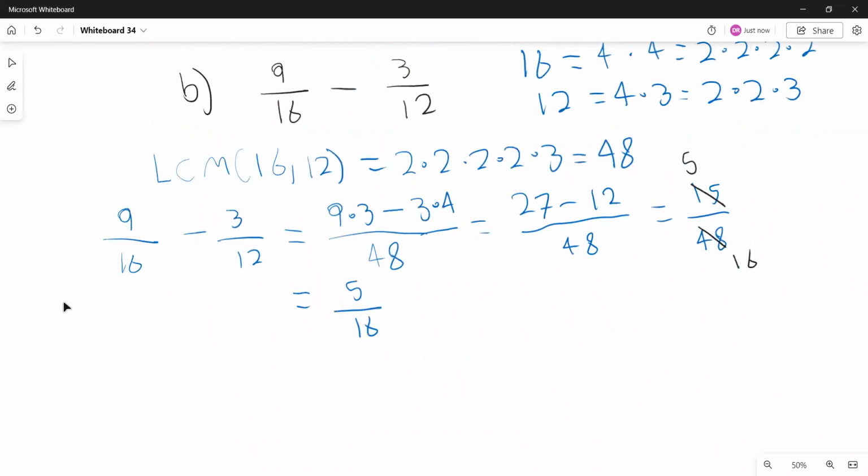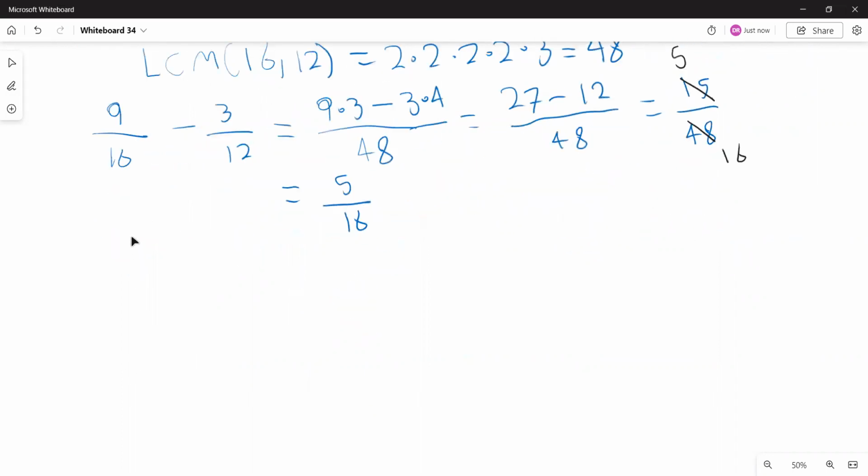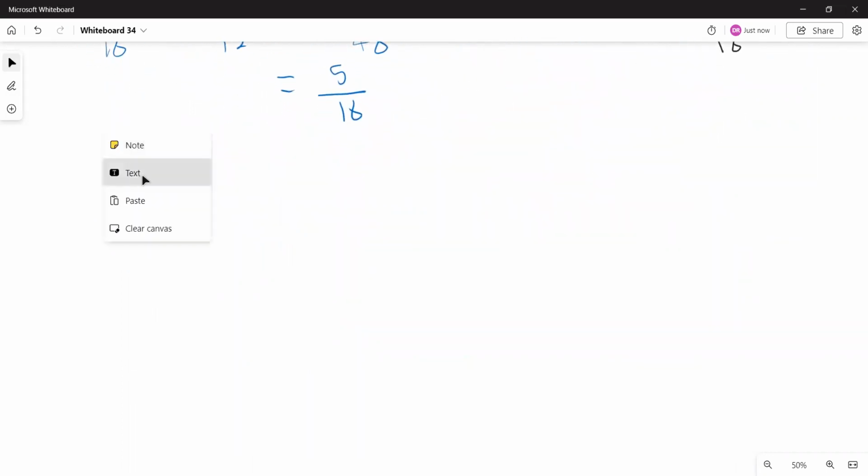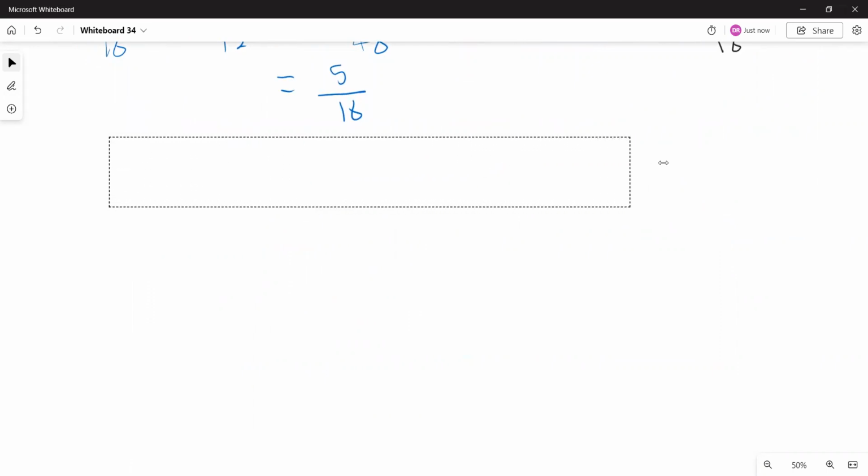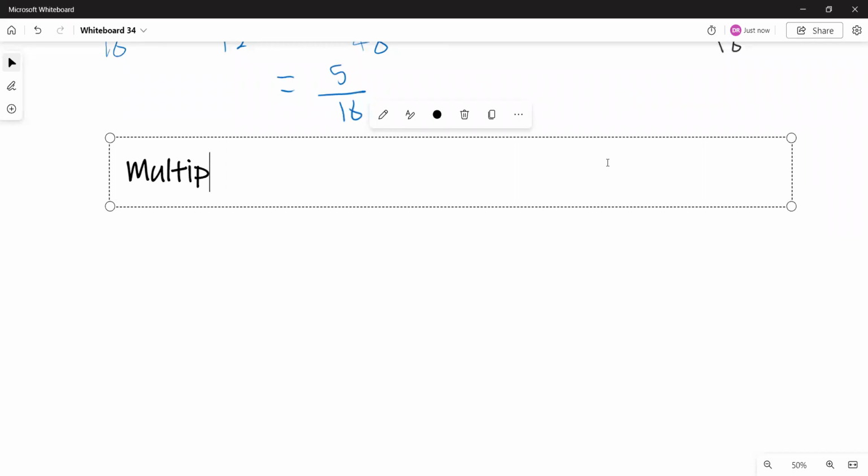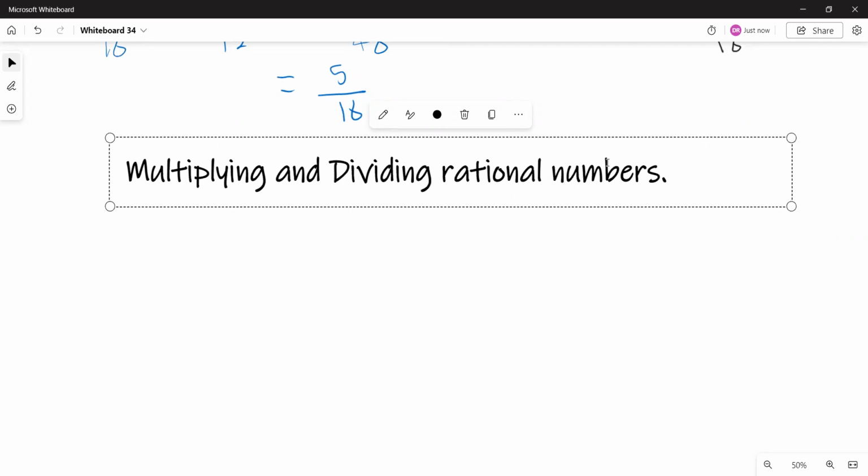Okay, so that's how multiplication and division work. I mean, that's how addition and subtraction work. And multiplication and division are actually easier than addition and subtraction, or more straightforward. We don't need to worry about the least common denominator. Especially multiplication is easier than addition or subtraction. Okay, so the multiplication is very straightforward.